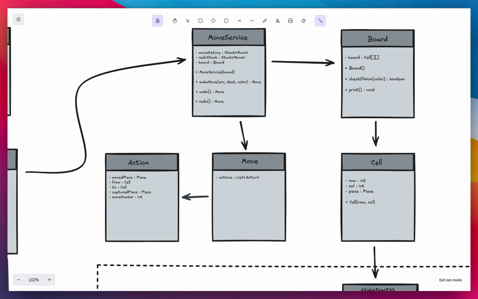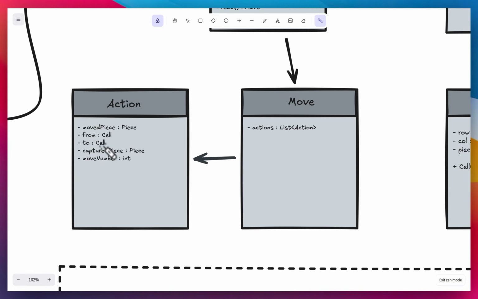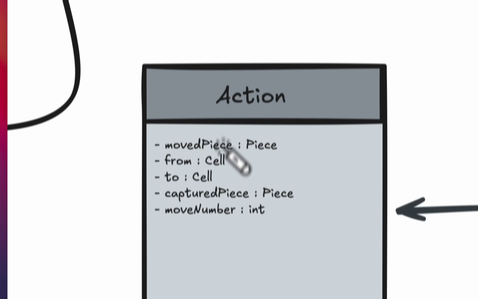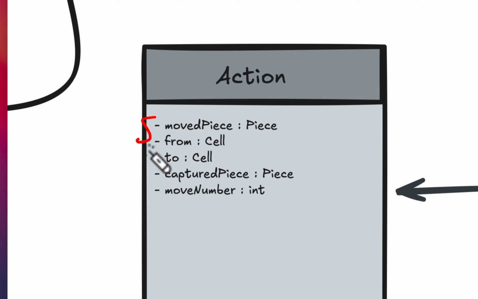So assume that we are moving a particular piece from source to destination, right? If I'm moving a piece from source to destination, then this moved piece would be that piece which we are moving. This is the source cell. This is the destination cell. And if on the destination cell there was one opponent piece, then this would be the captured piece. If there was no opponent piece, then the captured piece would be null. Okay. So in one action, we would store all this data.